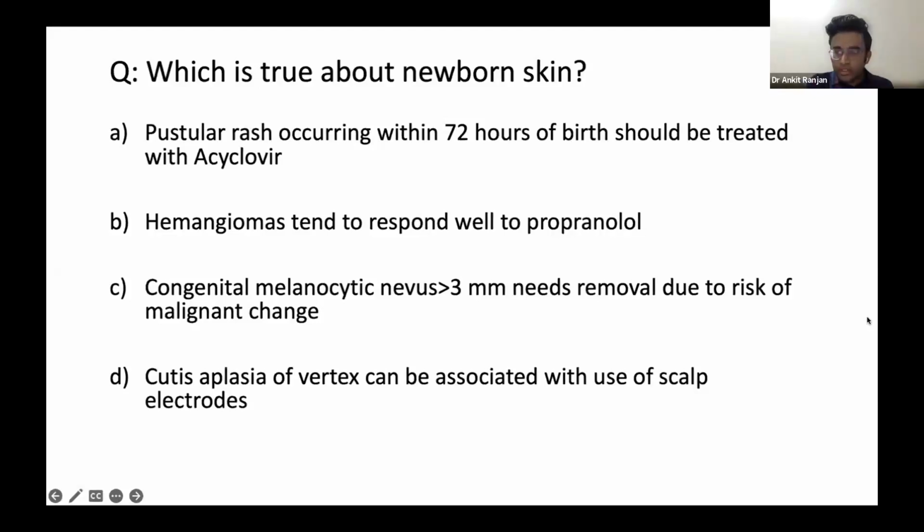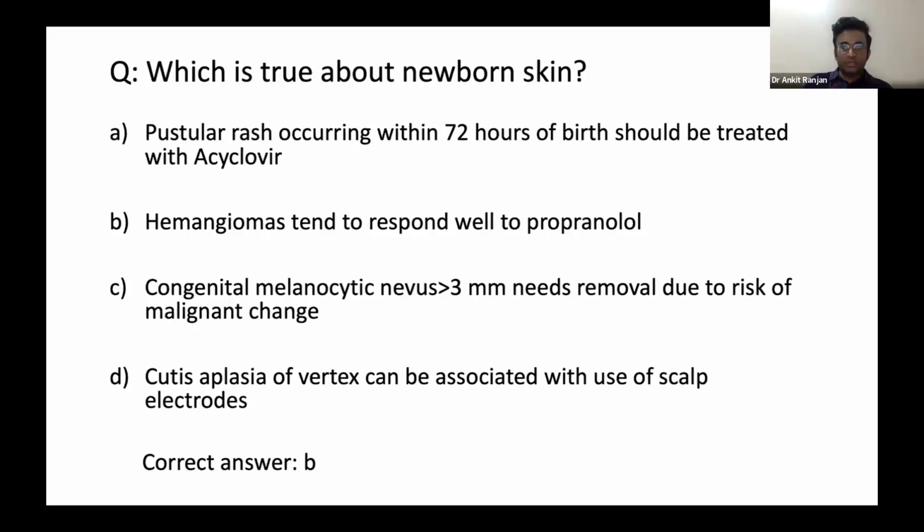Okay, so many of you have answered B. So B is the correct option. Pustular rash occurring within 72 hours of birth, as most of you know, can be transient neonatal pustular melanosis, which can present at birth, and even erythema toxicum neonatorum can also have a pustular variant. That is a common entity in newborns in the early period of life, and definitely all pustular rash should not be treated with acyclovir.